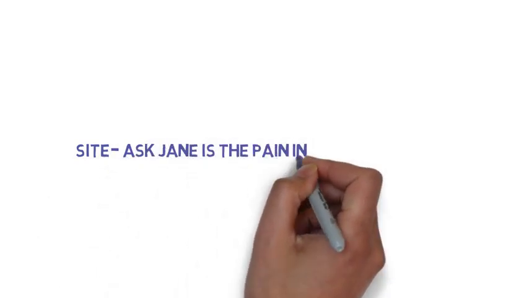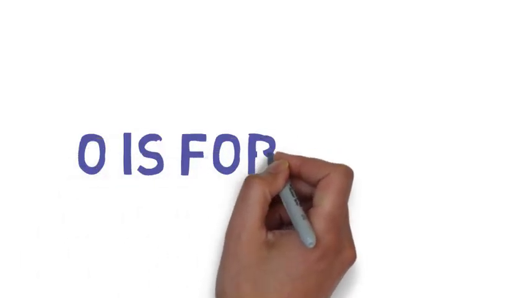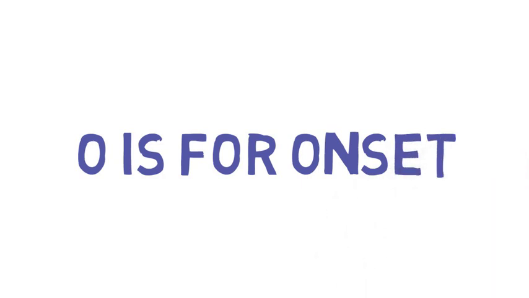S is for sight, so ask Jane, is there pain in one or both eyes? O is for onset. When did Jane notice the pain in her eye? Did it come on gradually or suddenly? Was there any associated trauma? It is important to rule out trauma in ophthalmology. In most cases in real life, patients will willingly volunteer this information. But in the OSCE scenario, it is best to ask directly about trauma.